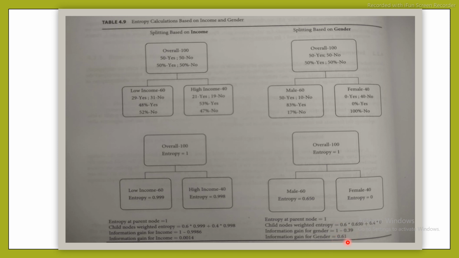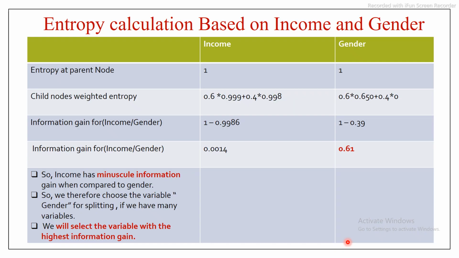Here there is a correction. Sorry. If you see the calculation, information gain of income is less, but gender is higher. So we will select the variable with the highest information gain. Just remember that, only this one. If I give you the information gain of certain variables and tell you to pick one, go for the higher information gain as the node to split.